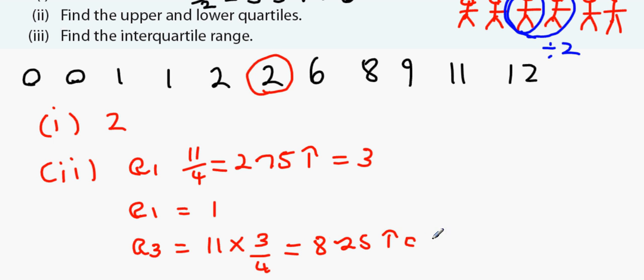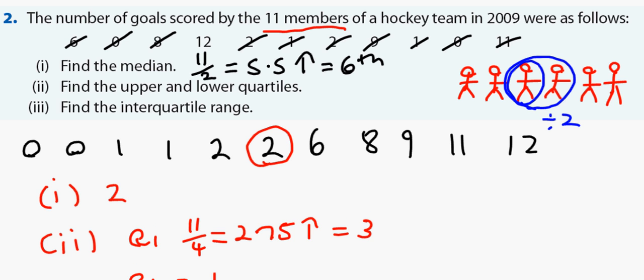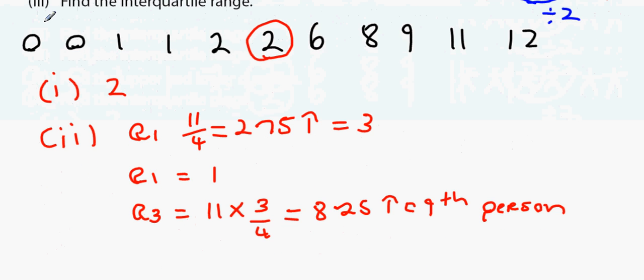So the 9th person, or the 9th score. If we read the question, 11 members, the 9th member. So let's count 1, 2, 3, 4, 5, 6, 7, 8, 9. And therefore the answer for Q3 is going to be 9. So Q3 is equal to 9.